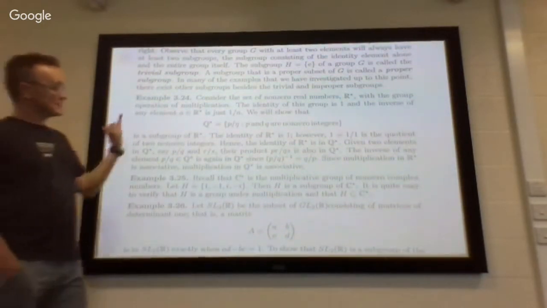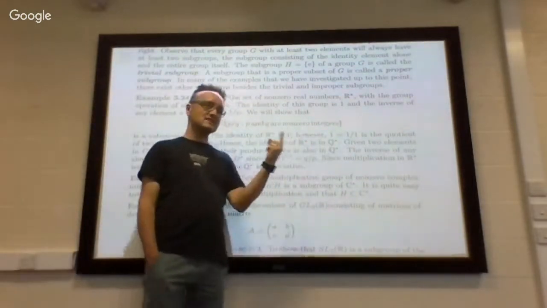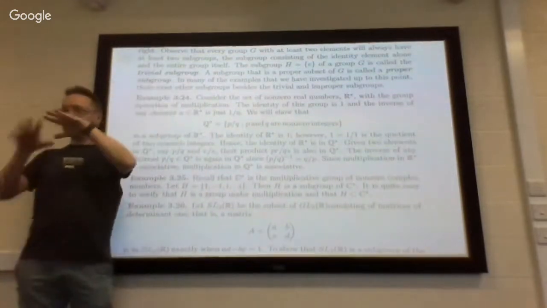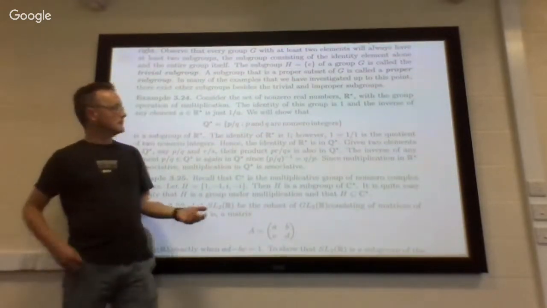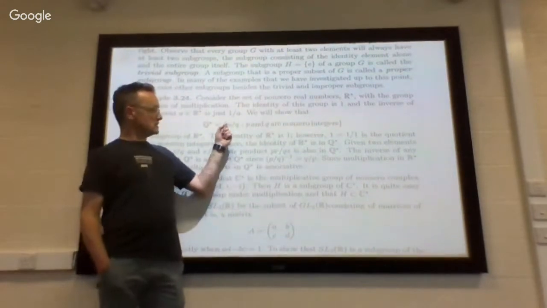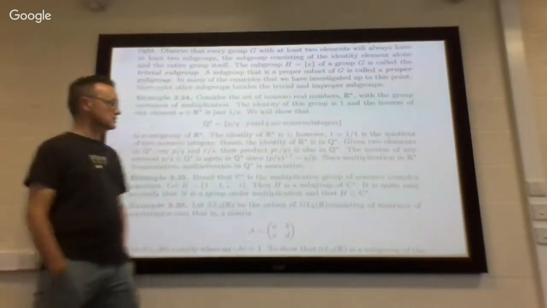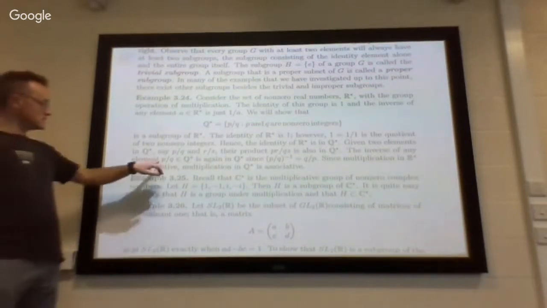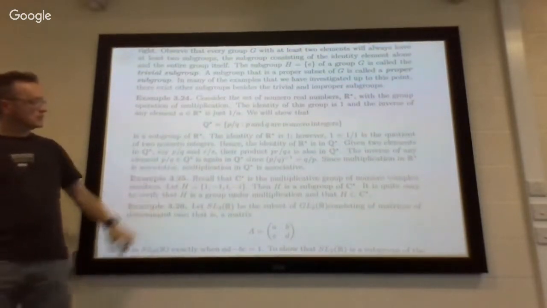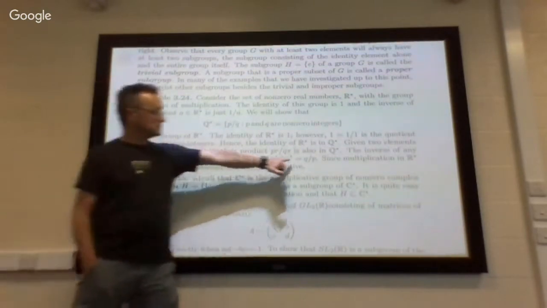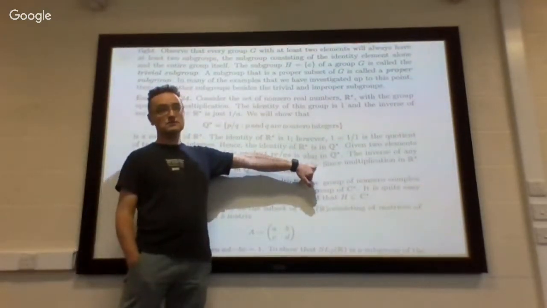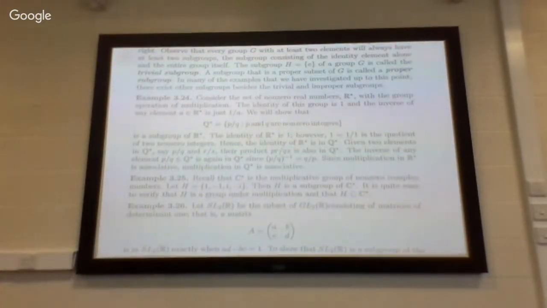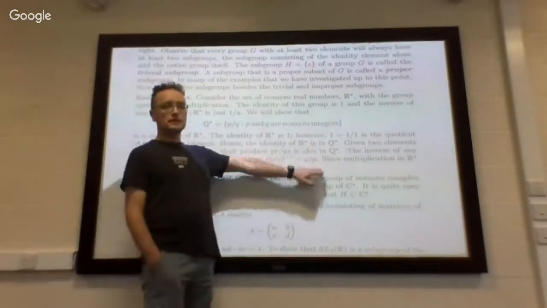It has an identity because the identity element is 1. Remember, identities are unique. So the identity that the subgroup has to be the same as the identity that the enclosing group has. 1 is certainly in this picture because 1 is equal to 1 over 1. 1 is a rational number. And it also has all the inverses because the inverse of a rational number p over q is simply q over p. That's the way multiplication of fractions works. Inverse of p over q is q over p. And that again is certainly a ratio of non-zero integers.